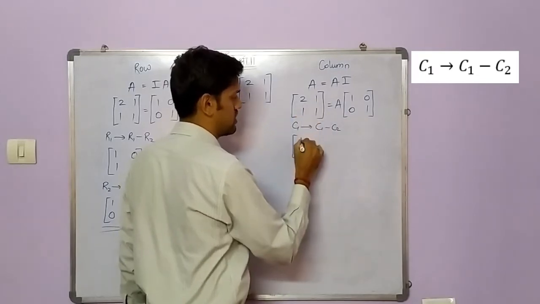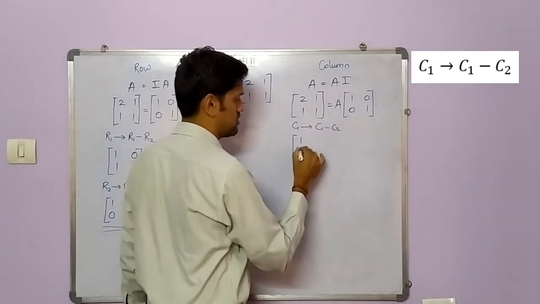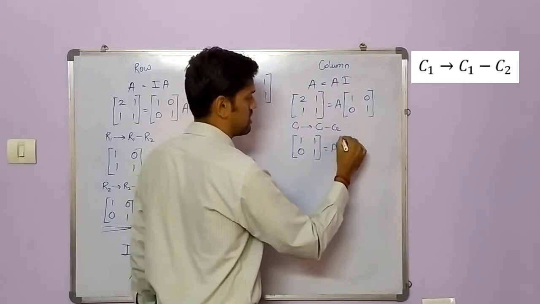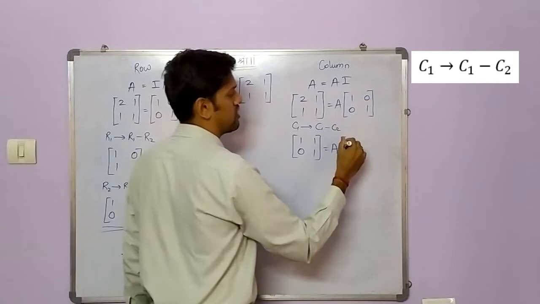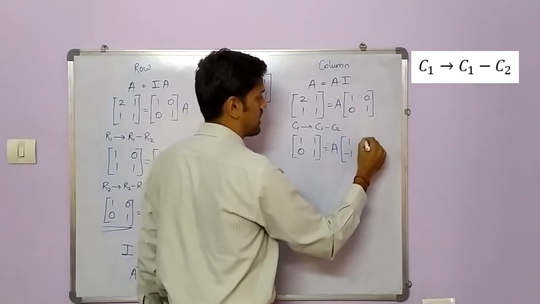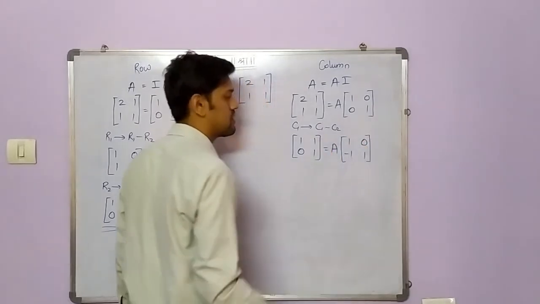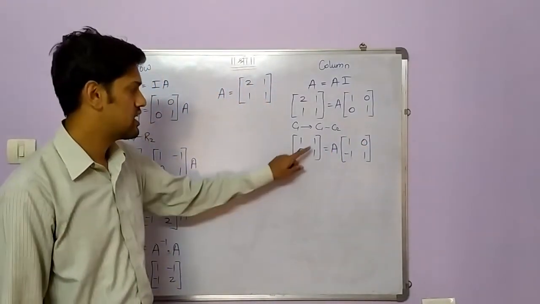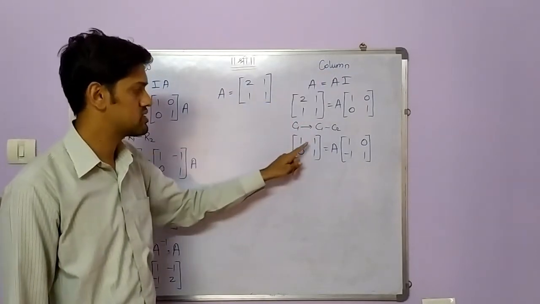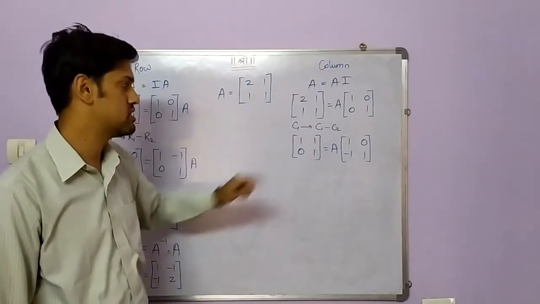2 minus 1 is 1. 1 minus 1 is 0. Second column as it is. Here 1 minus 0 is 1, 0 minus 1 is minus 1, and second column is as it is. The next target is to make this 0 now. Since we are following column transformation, the next target is to make this 0.